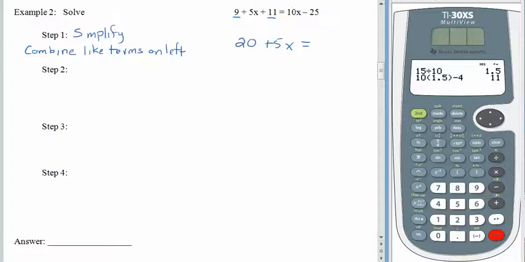I look at the right-hand side. I have a variable term and a constant term. Those don't go together. They're not like terms. And that's what we're looking at. Okay, step 2. We want to get all the variable terms on one side, all the constant terms on the other. We're going to do this by adding or subtracting.